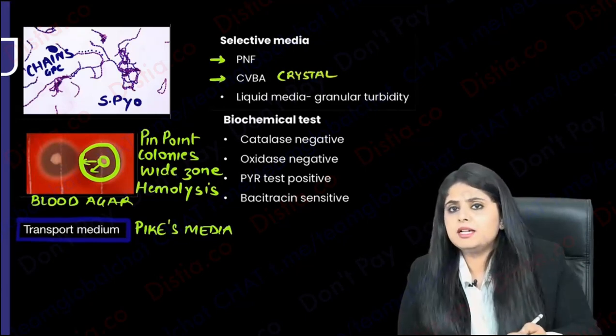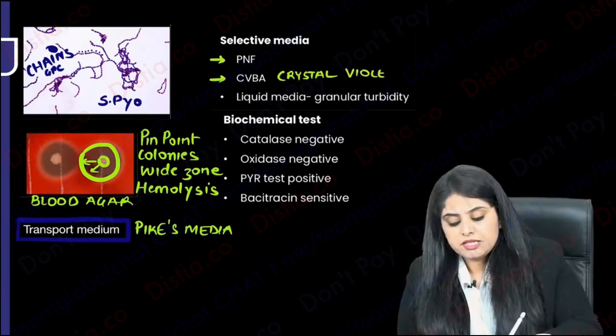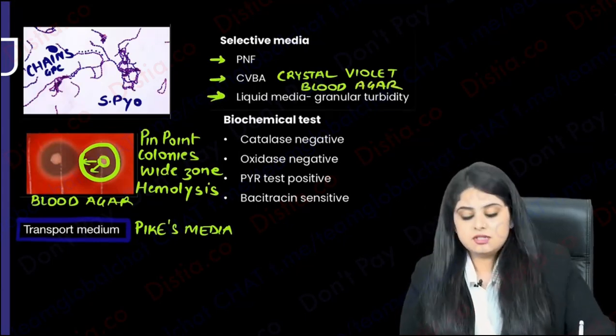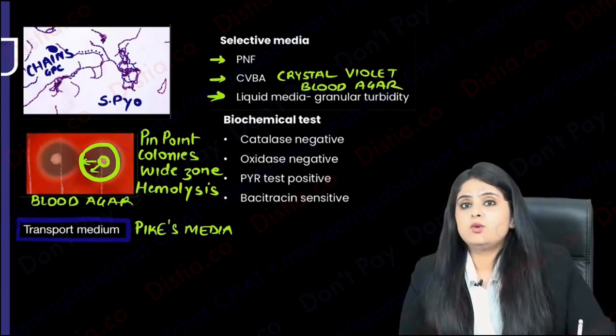It's BA, that is blood agar, but there's something special to it. It is a crystal violet blood agar. What does it show on liquid media? Granular turbidity. Ma'am, so much is happening, I will not be able to learn.